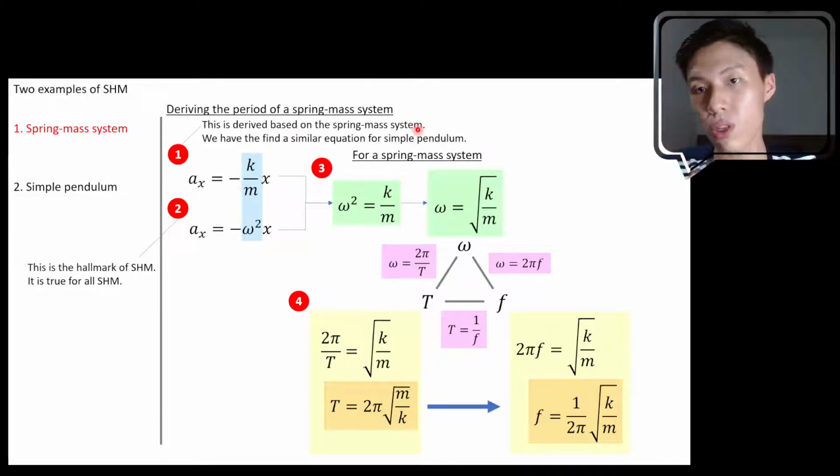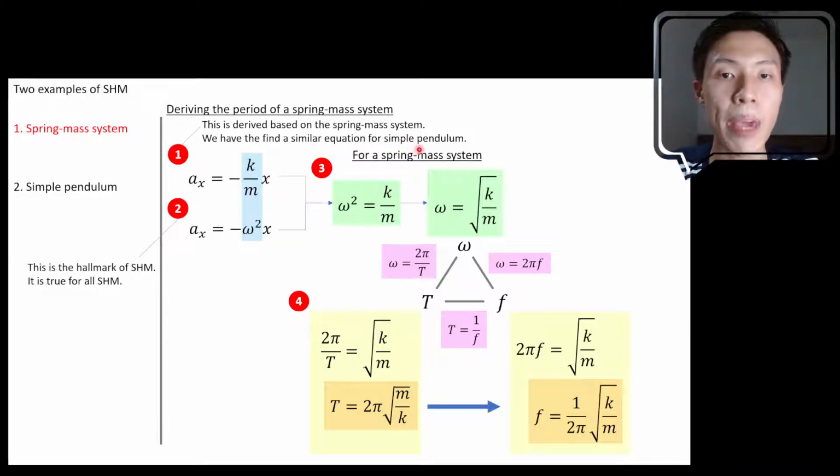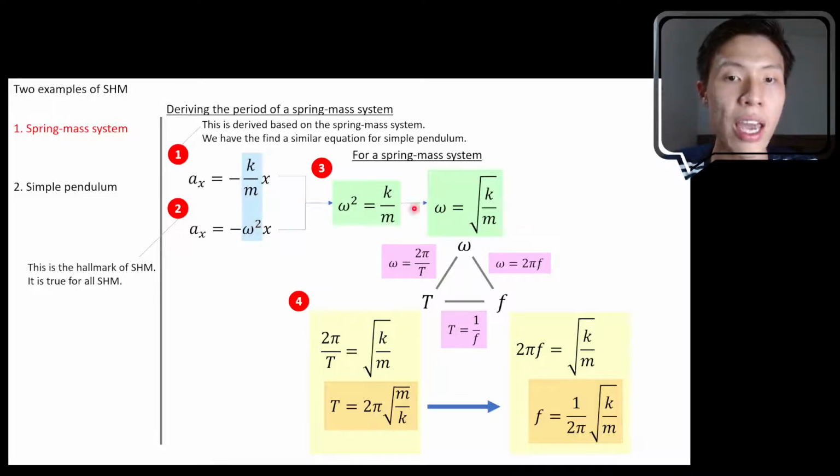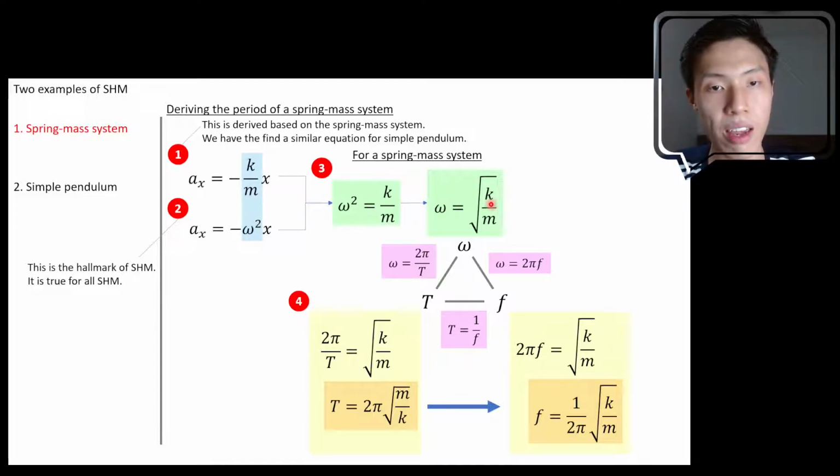So what we need to do now is find another equation to replace this equation here, an equation based on the simple pendulum. Once we have replaced it, we can compare it with the hallmark of simple harmonic motion and get our angular frequency. From our angular frequency, we obtain our period and frequency. So we need to find the equation to replace this equation over here.